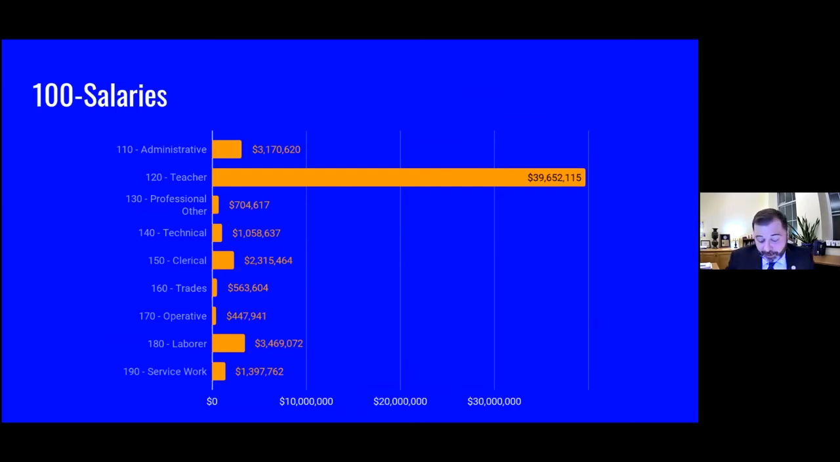So obviously, our professional teachers are our biggest salary number. When you break those down by a 2-digit object code, you can see the different categories of folks that we pay through here. And again, just under a 3% salary increase.